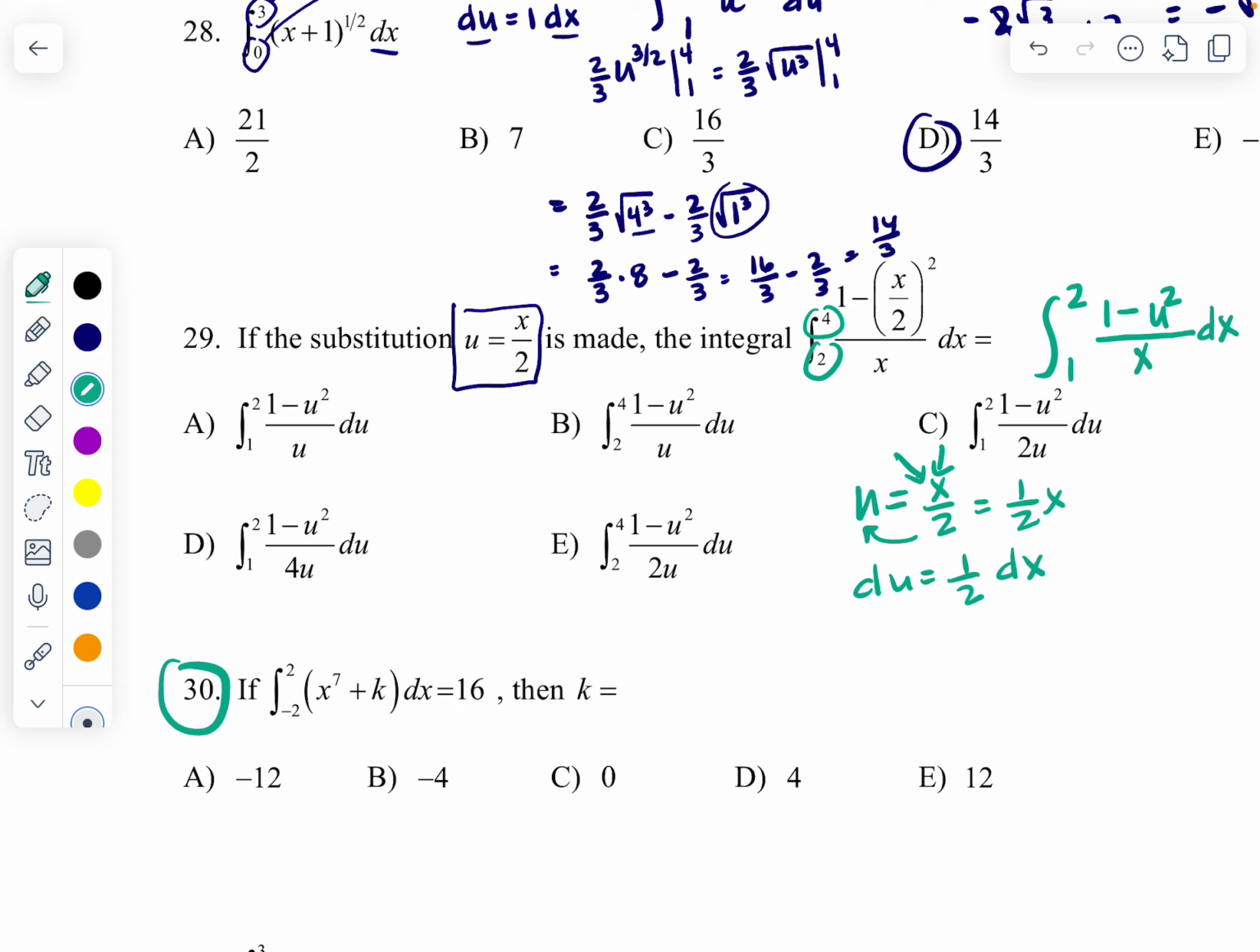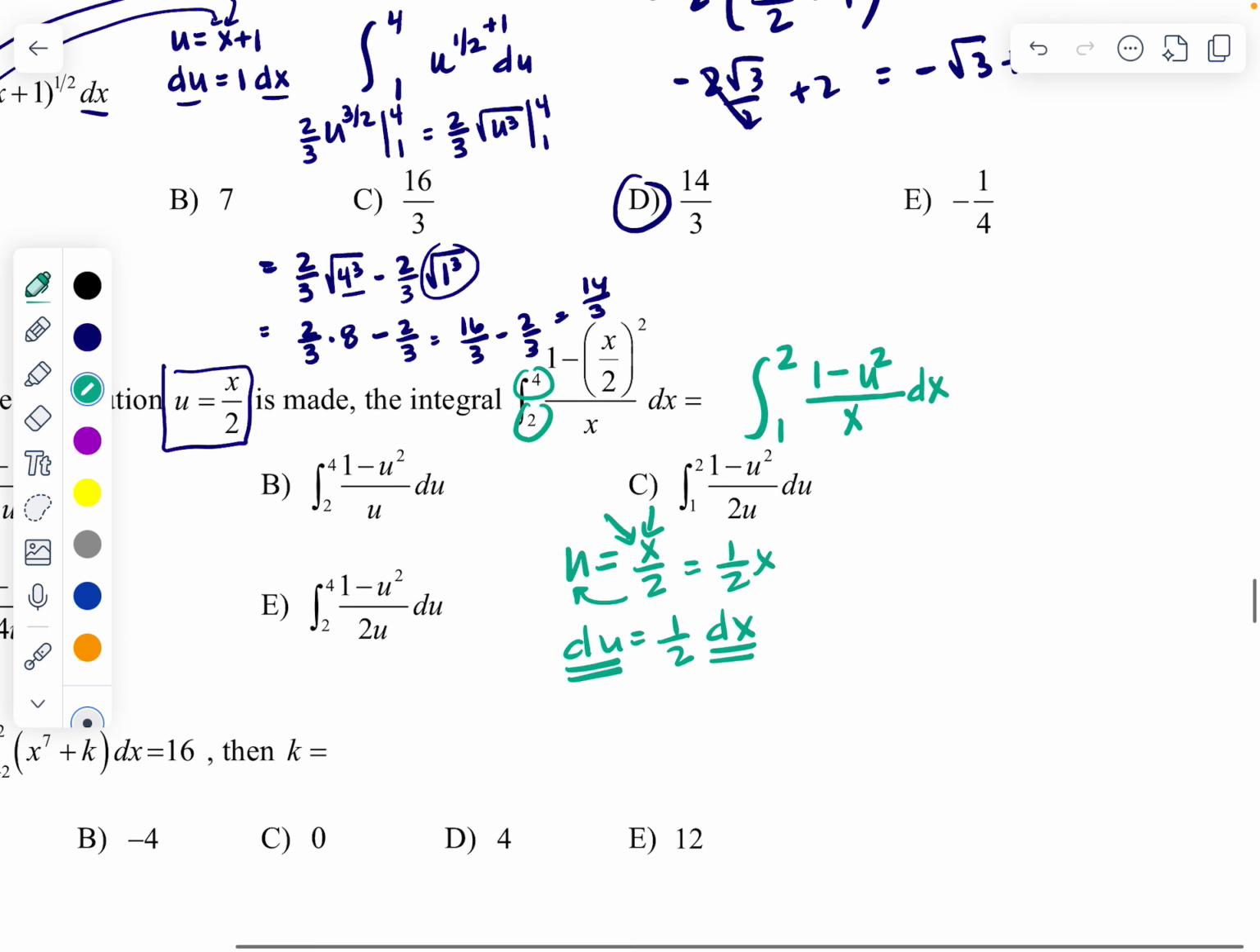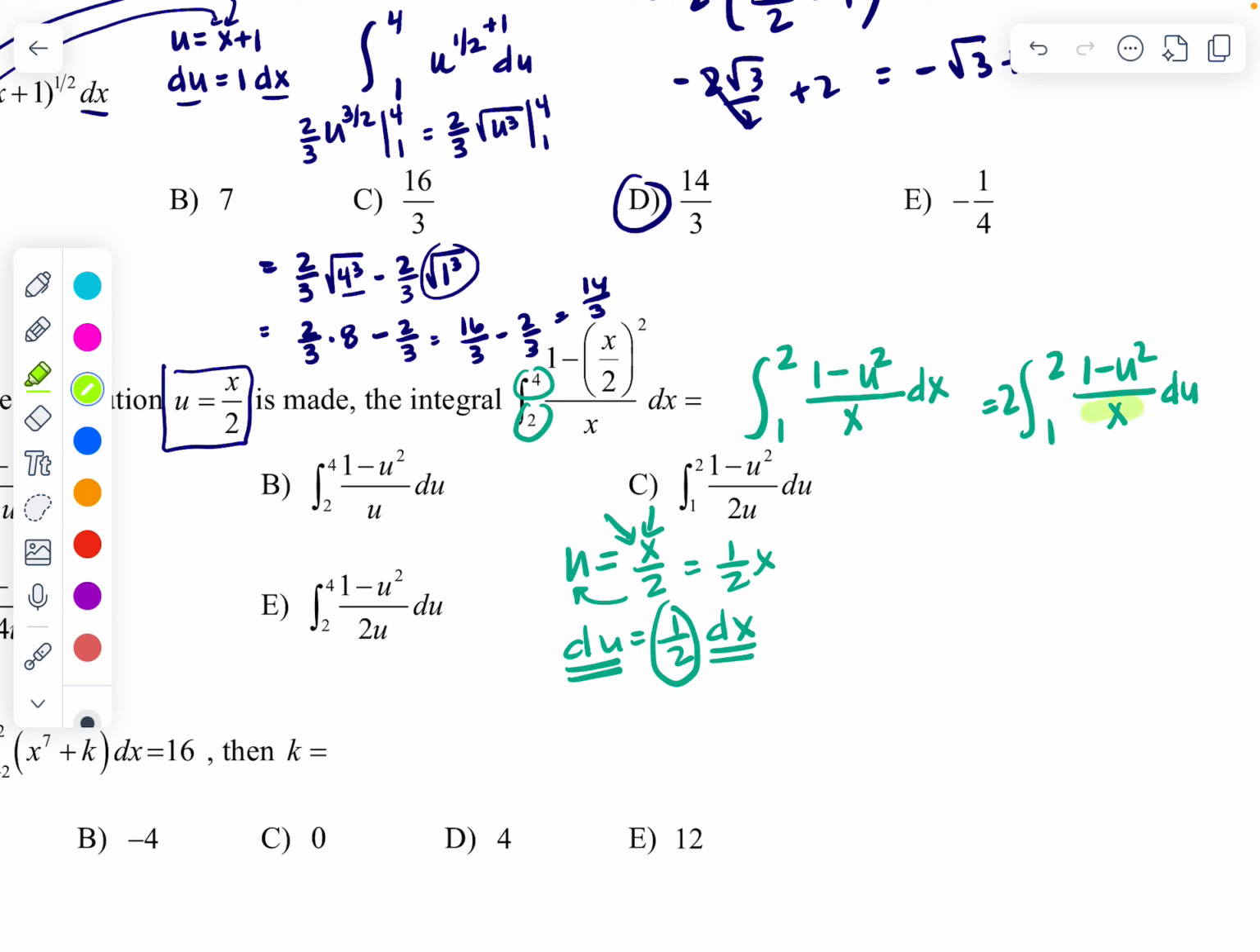Okay, now here's the problem. The dx is going to become your du. So I can go ahead and change this to integral from 1 to 2 of 1 minus u squared over x du. And then I have this leftover 1/2, which means I have to multiply the whole integral by 2. Okay, now you guys, again, the issue is this x. What do I do with this x? How do I get rid of that?